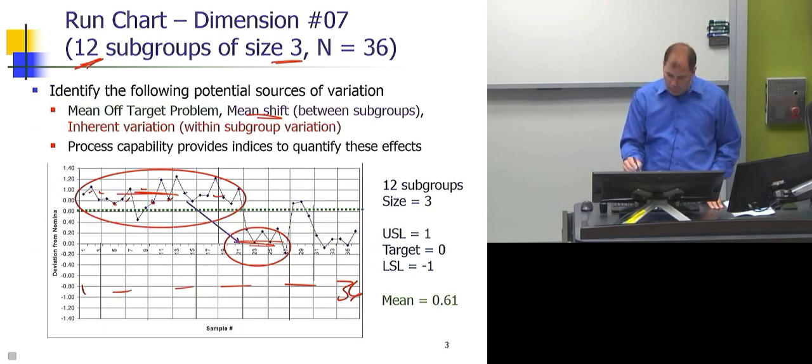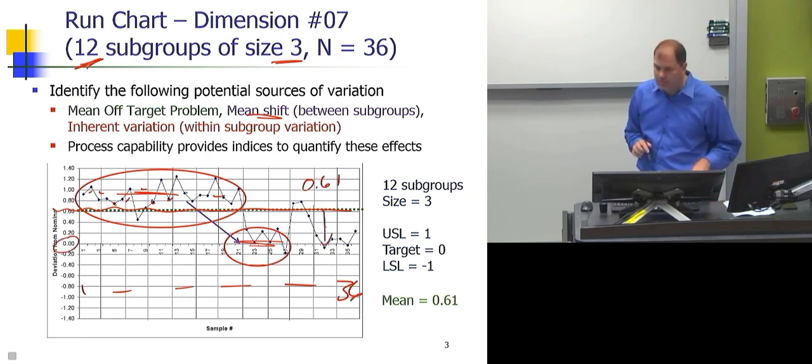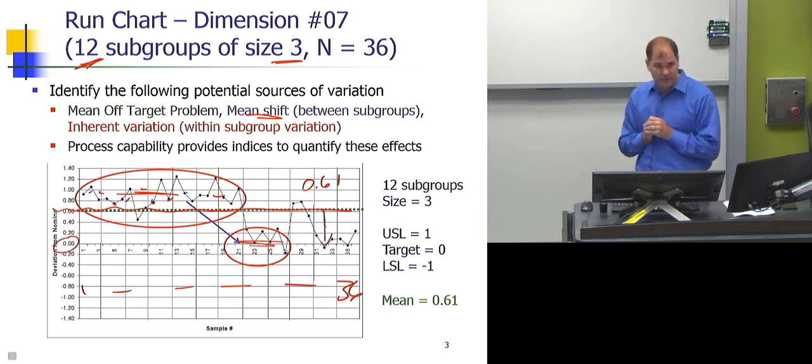And then it's also worth pointing out this green line, the target value, was 0. So the long-term mean is 0.6 millimeters away from the target value.